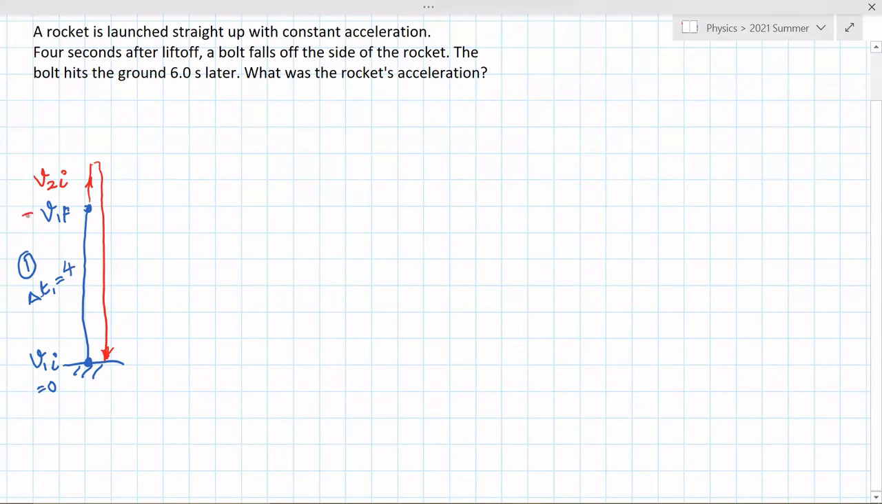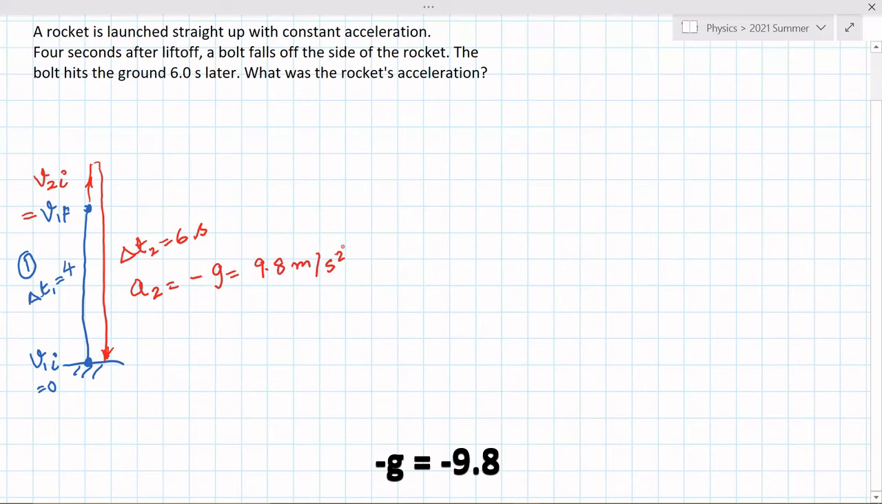For phase 2, V2 initial is the same as this, because that was the velocity when it detached from the rocket. It took 6 seconds for the second phase, so delta t2 is 6 seconds. Let's say A2 is g pointing downward, so I'll say negative g, which is 9.8 meters per second squared. The acceleration A1, which we do not know, is what we are supposed to find out.